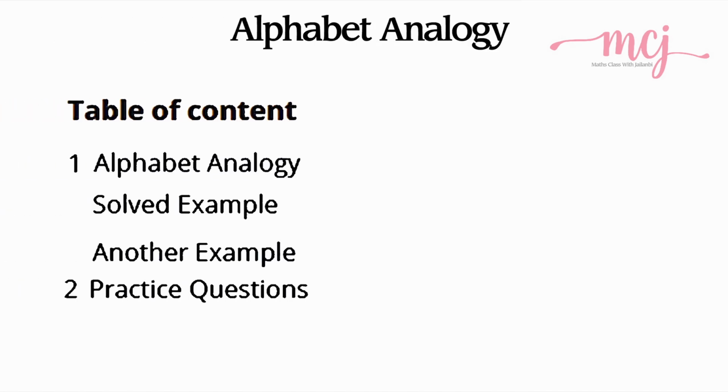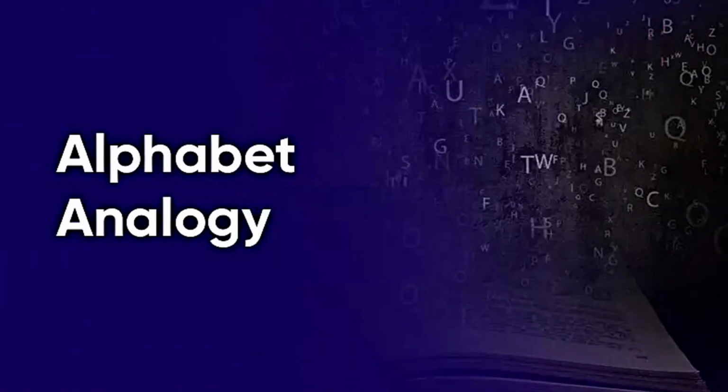Here we have some table of contents. Alphabet analogy. As the word stands, analogy means a correspondence, a relationship between something and someone. In these questions, a group of two words is given. We have to establish a relationship between them and then find the answer based on such relationship.